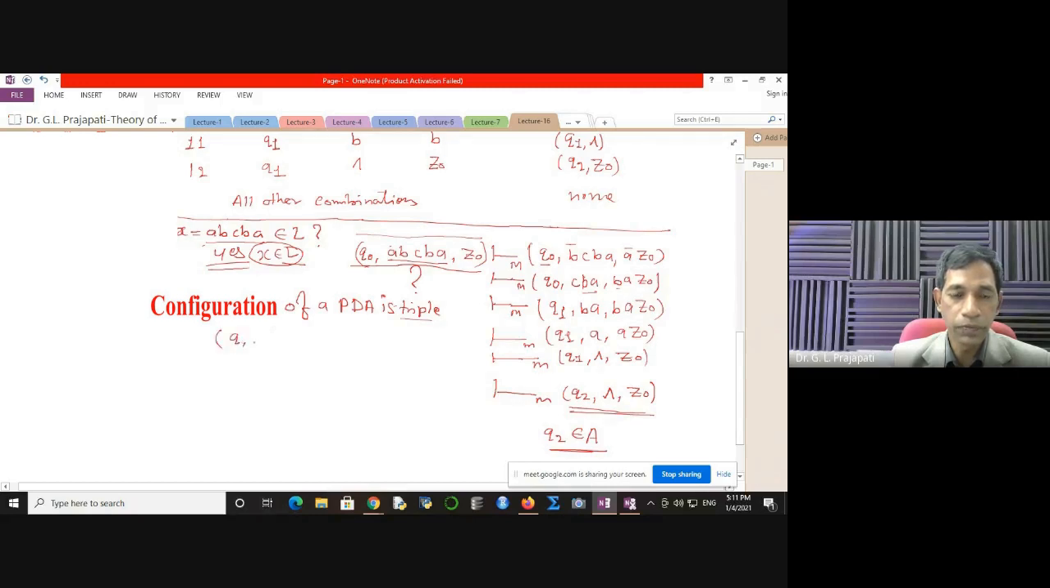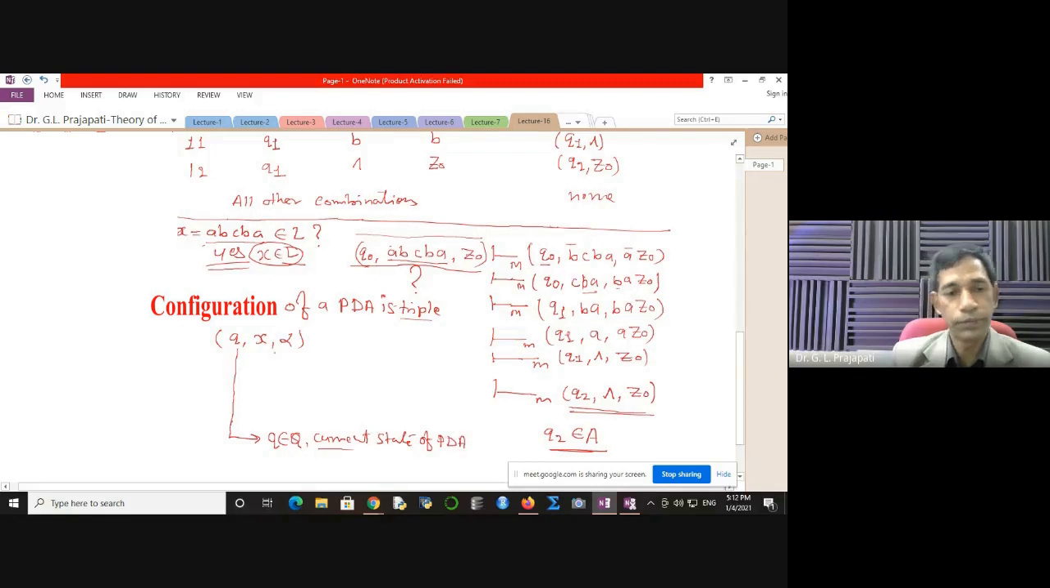You have the Q, X, and alpha. So this is the configuration of a PDA. So you can say the configuration of a PDA is a triple (Q, X, alpha), where Q is what? Q is the state of your PDA, meaning your PDA is in some current state. Q belongs to the set of states, and this is the current state of the PDA.